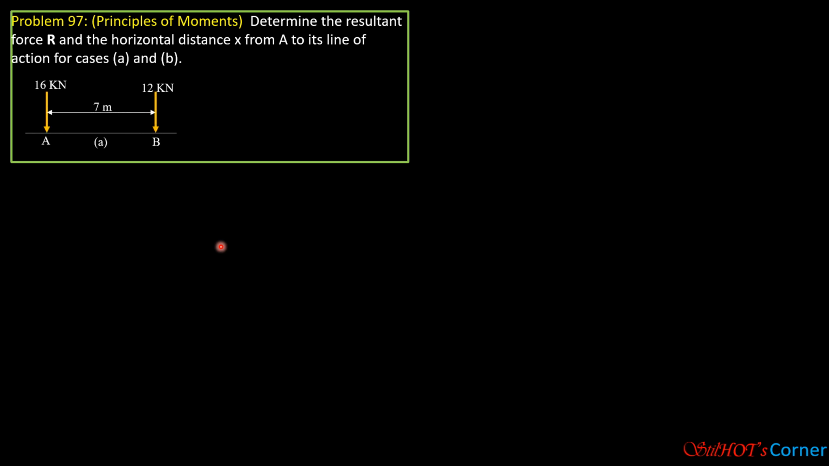So here are problems 97 and 98 on principles of moments, or Varignon's theorem. In this problem, determine the resultant force R and the horizontal distance x from A to its line of action for cases A and B. So we have two forces here. Both have lines of action downward, so the resultant is also downward. Let us locate the resultant somewhere in between the two forces as shown, R.